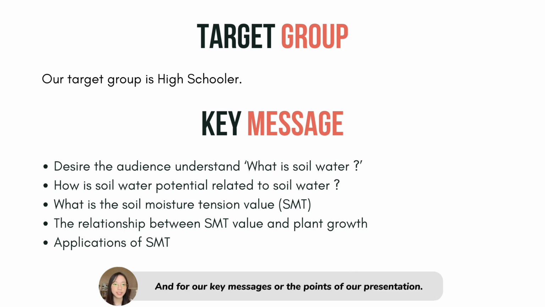For our key messages, or the points of our presentation, there are 5 of them. First is to help the audience understand what soil water is. The second one is the relation between the soil water potential and the soil water. The third one is about the SMT, or the soil moisture tension value. The fourth one is about the relation between the SMT and plant growth. And the last one is the application of SMT, which you can see in many kinds of agricultural tools.